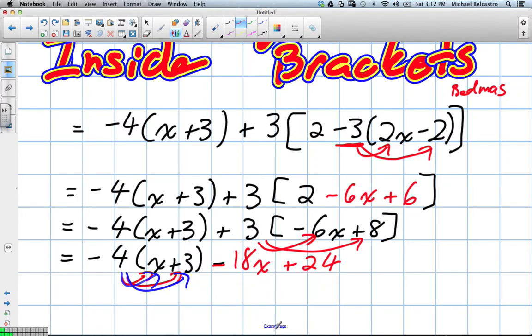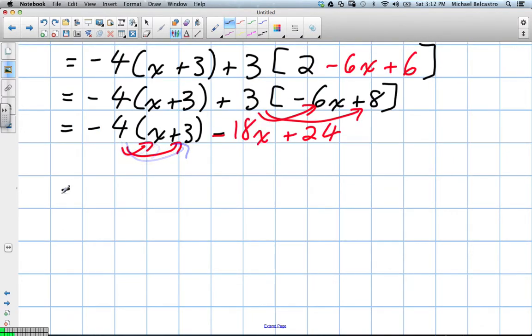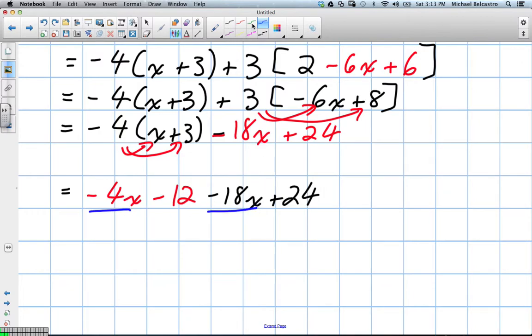That -4 needs to be multiplied to everything in there. So what is -4 times x? -4x. And -4 times +3? -12. That's right. And then we just bring down everything else, which was -18x plus 24. Now we collect our like terms. What are like terms here? -4x and -18x. What's another pairing? -12 and 24. Okay, so let's collect our like terms.